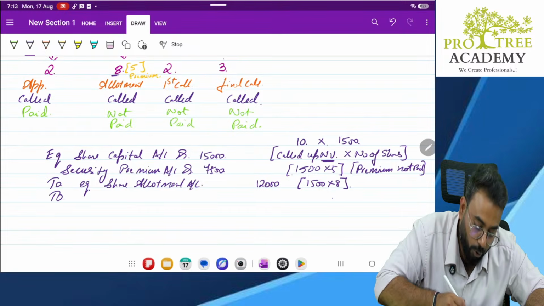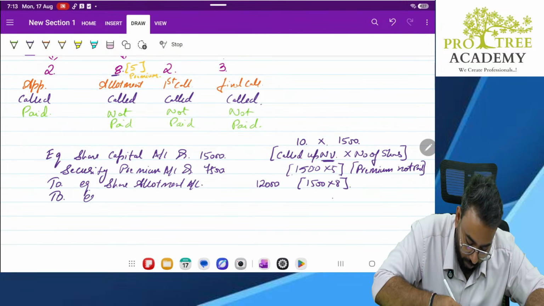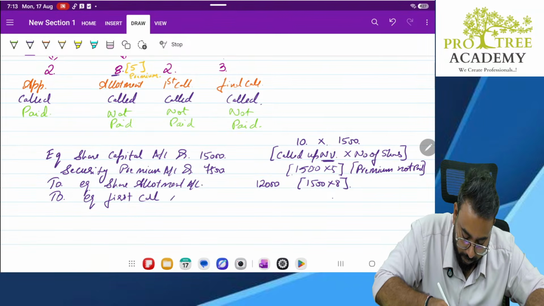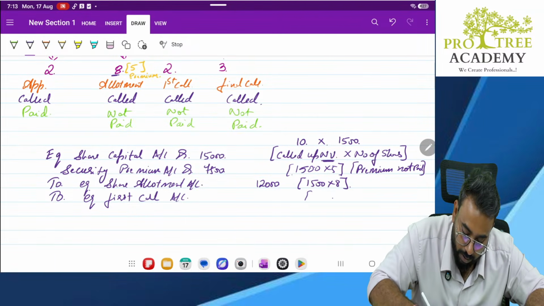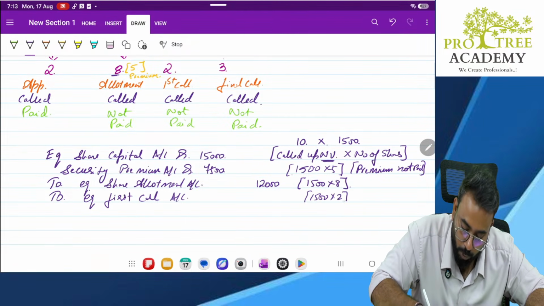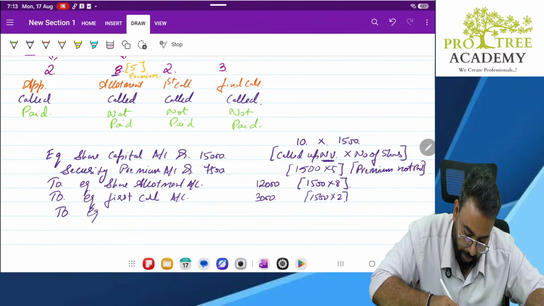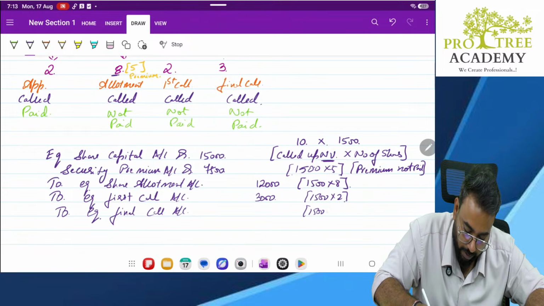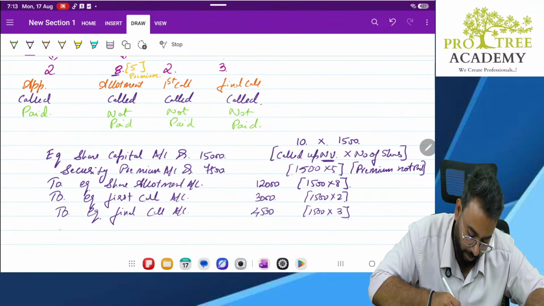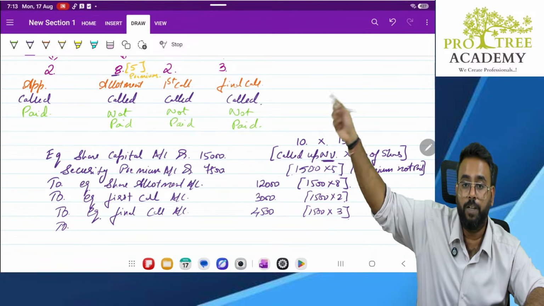Okay. Next, 2 equity first call. How much? 1500 into 2. That is 3,000. Next, 2 equity final call account. 1500 into 3. 4,500. Next, 2 forfeiture will come.